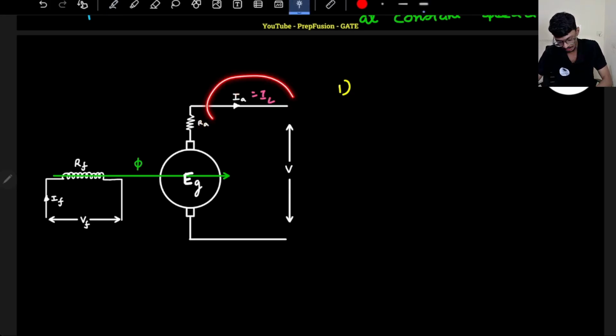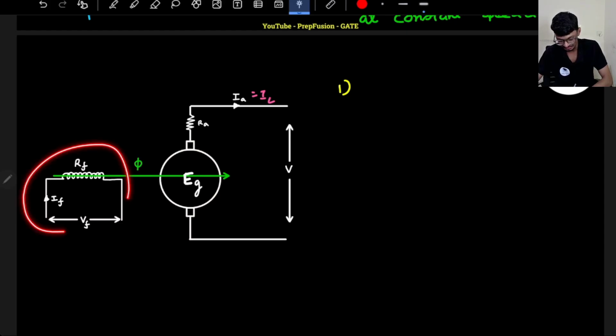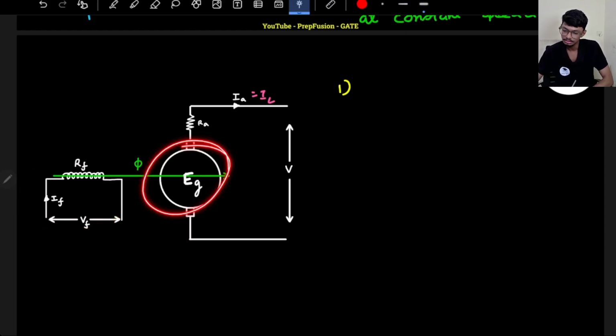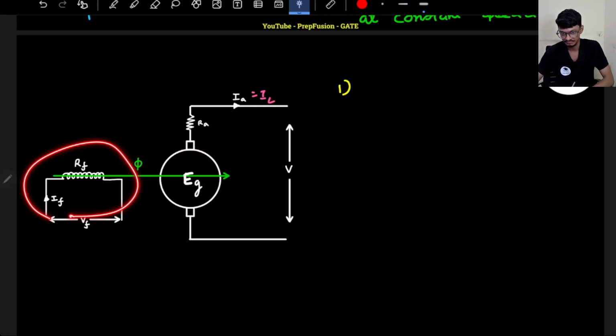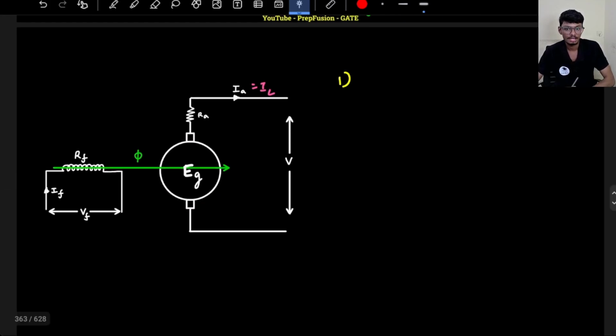Okay, now if armature current is 0, there is no drop, so terminal voltage and the generated voltage will be the same. But here I will have it like this, right? The field circuit is independent of the armature circuit, so it will still generate some flux and my armature is still rotating. If it rotates, what will happen? It will induce an EMF, right? And an EMF will be induced, so it will be almost like a straight line.